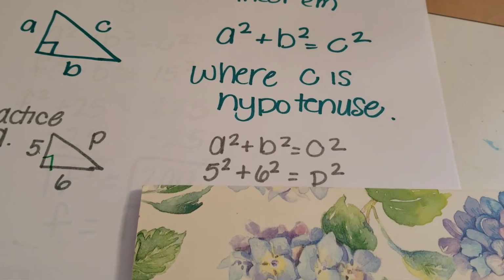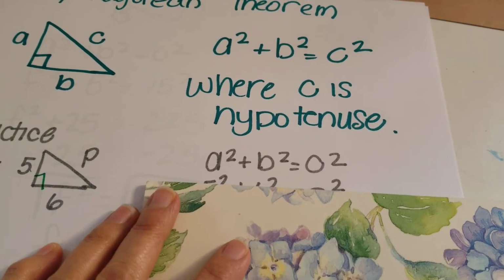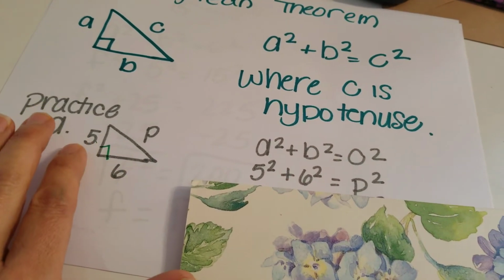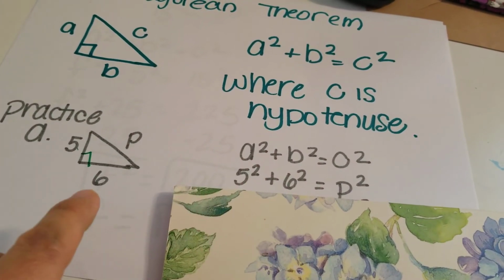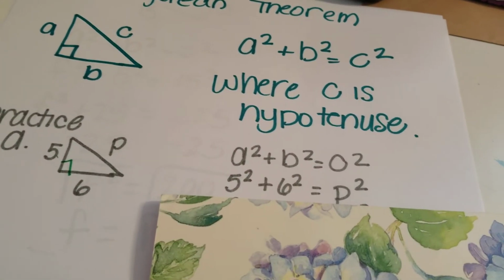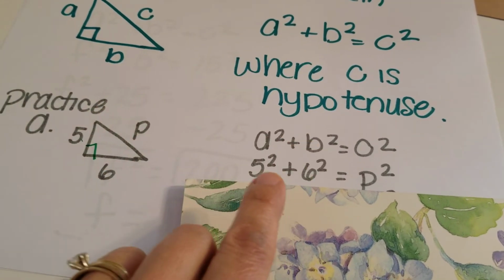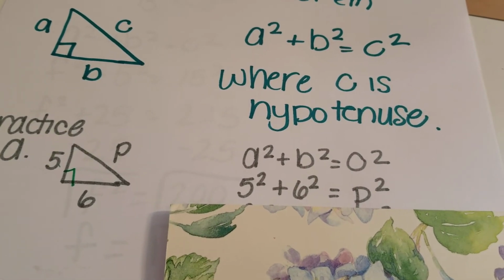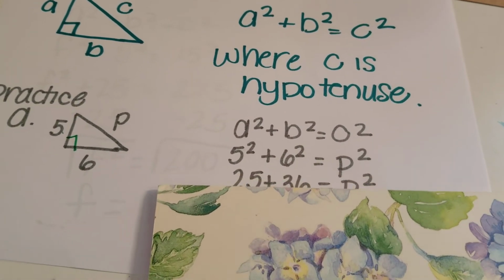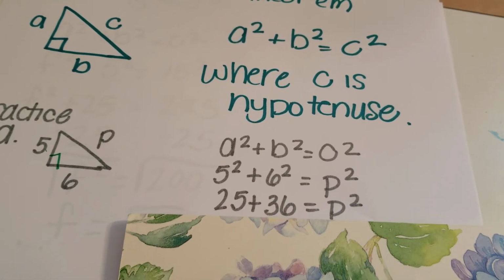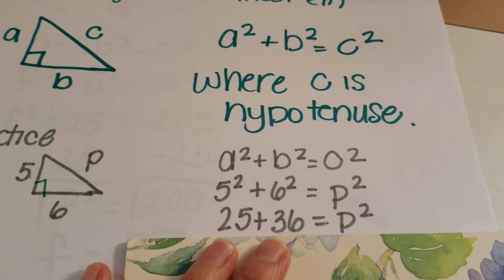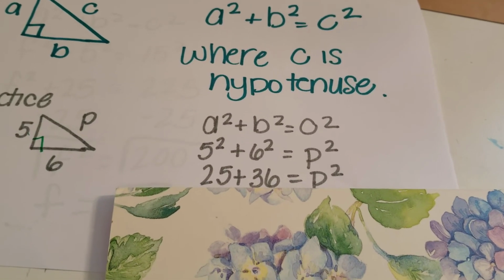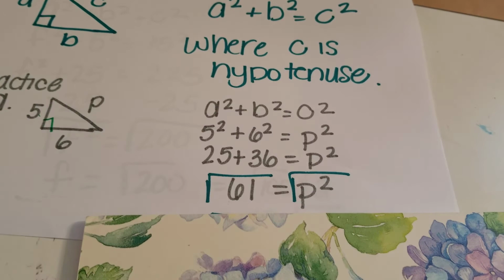Okay, then I'm going to plug in my values, right? So like I said, it doesn't really matter if the side of 5 gets the A or the side of 6 gets the A. It doesn't matter. You just have to have one of the sides equal one, the other side equal to the other. So a squared, 5 squared, plus 6 squared equals p squared. Okay. Then I simplify. So I have 25 plus 36 equals p squared. I just squared both. Okay. Then I'm going to add that left side.